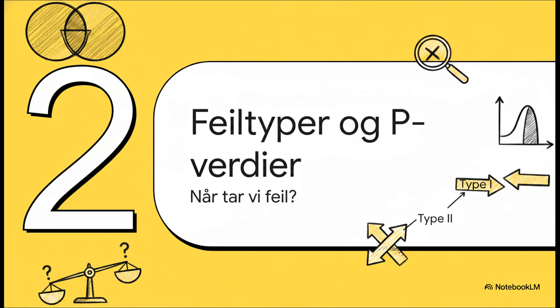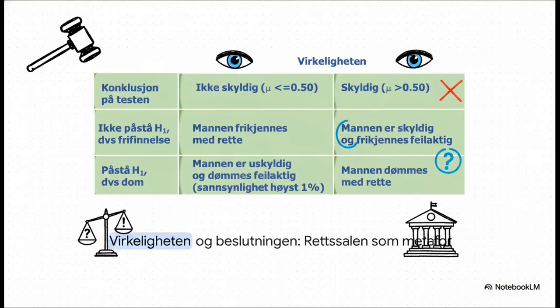Moving right into Part 2, error types and p-values. Basically, what happens when we get it wrong? To really wrap your head around this, think of hypothesis testing like a courtroom trial. We assume a person is innocent until proven guilty. That is our null hypothesis, H0.